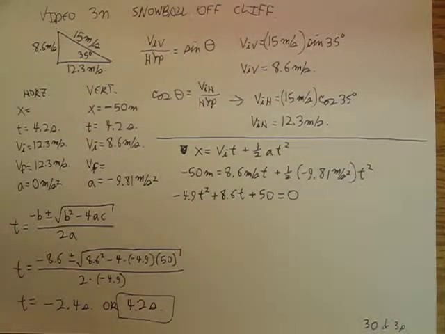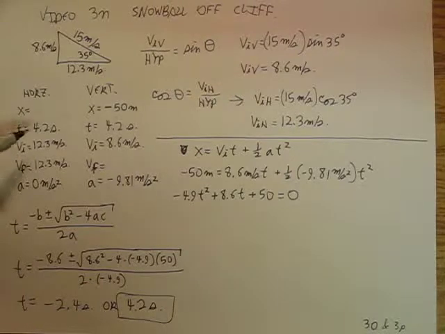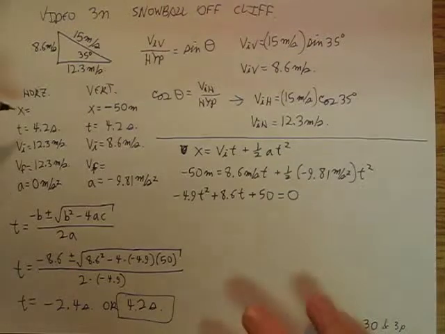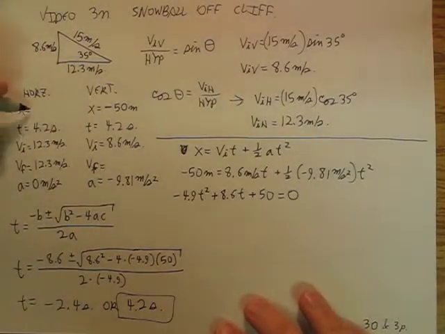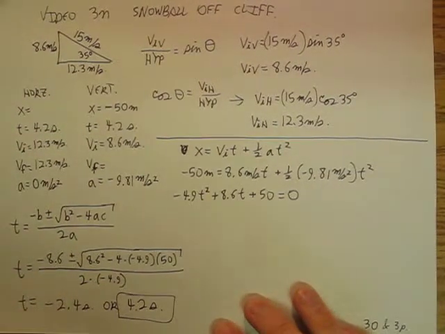Okay, so we found that if you launch it at 15 meters per second at 35 degrees, you get an initial vertical velocity of 8.6 meters per second, an initial horizontal velocity of 12.3 meters per second, and if it drops negative 50 meters, it's going to travel a time of 4.2 seconds. Now we can figure out these two things here, and we can maybe talk about that negative down there.